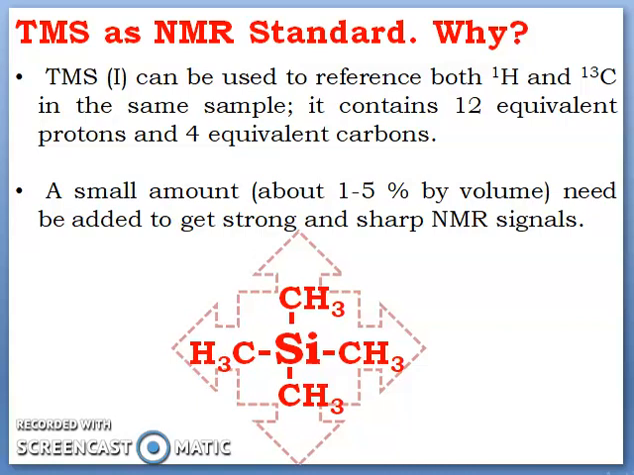If you see the image of tetramethylsilane, that is the structure of tetramethylsilane, this compound is having 12 equivalent protons, that is chemically equivalent protons, and 4 chemically equivalent carbon.